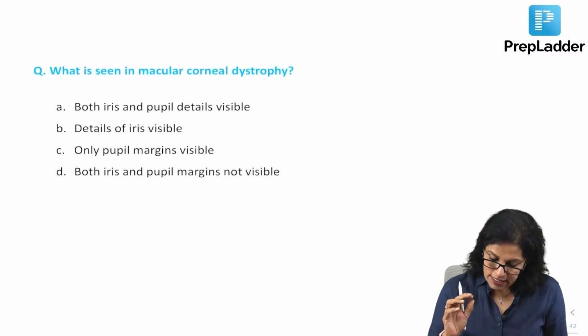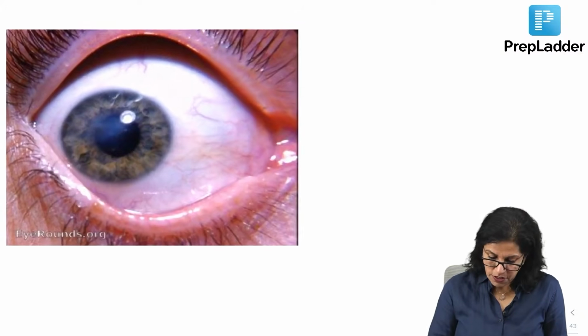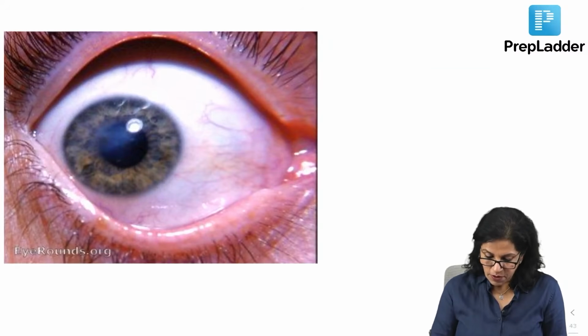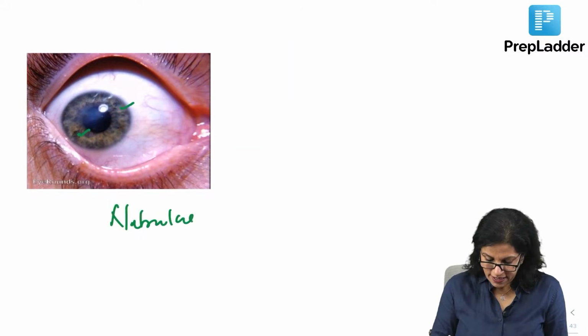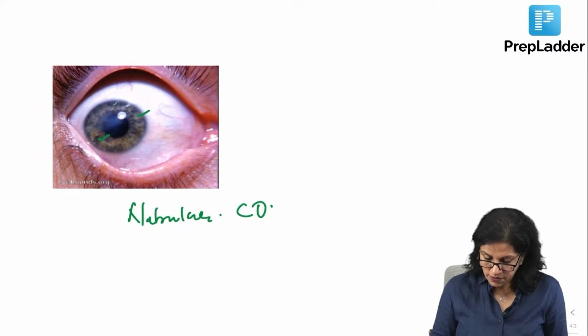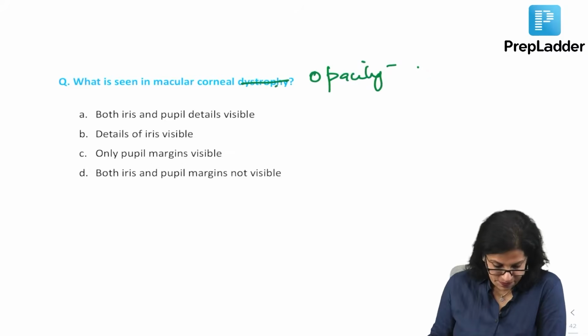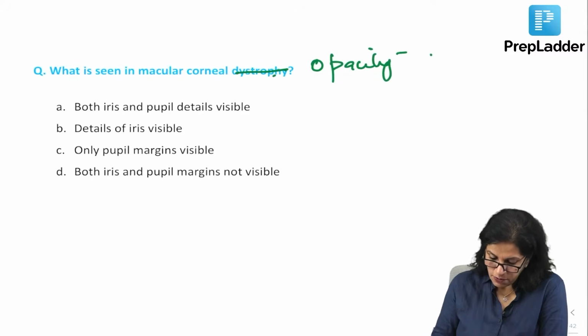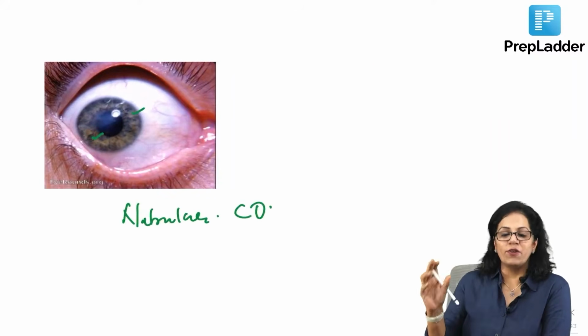Okay. What is seen in macular corneal dystrophy? So this was asked, everybody knows what is macular. Which dystrophy is this? This is nebular. Can you see the nebula? I can see the iris details, I can see the pupillary margin, right. So this becomes your nebular dystrophy. Corneal opacity I am talking about, I am very sorry, it is opacity, please correct the question. Anyway, the options were too obvious that you wouldn't have made a mistake. So this is your nebular corneal opacity.